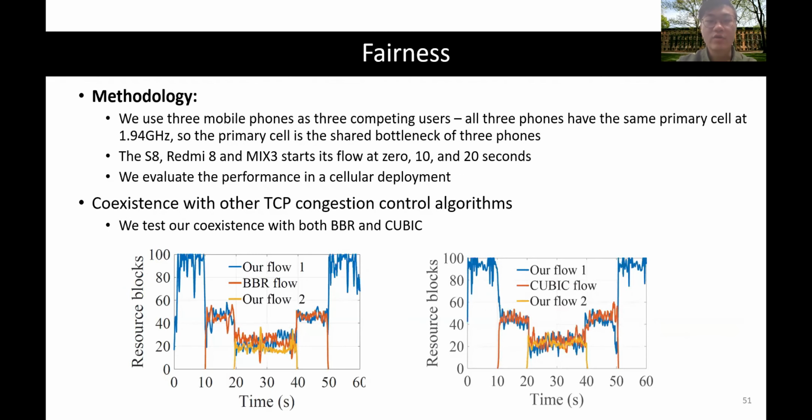At last, we introduce the fairness. In this experiment, we use 3 mobile phones as 3 competing users, and they all share the same primary cell. 2 of them run PBE, and the other runs BBR or Cubic. We start their data traffic at different timestamps. We can see that PBE can fairly share the bandwidth when other flows exist.